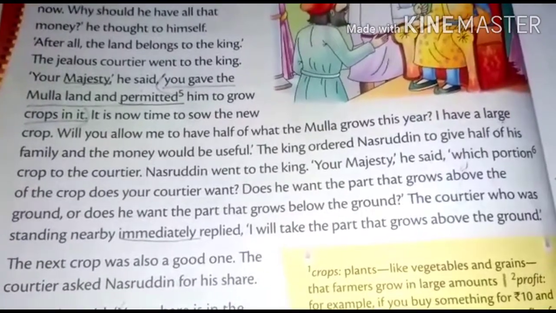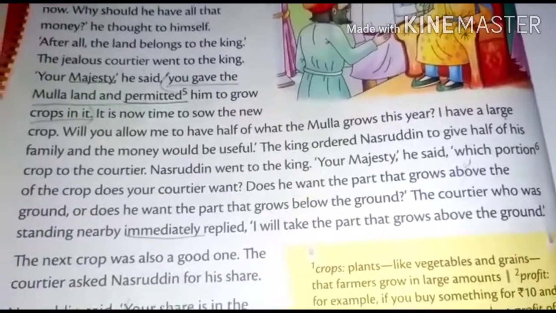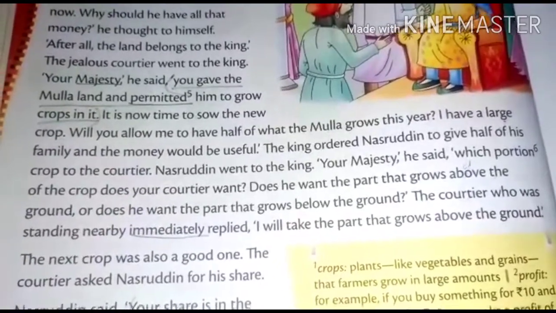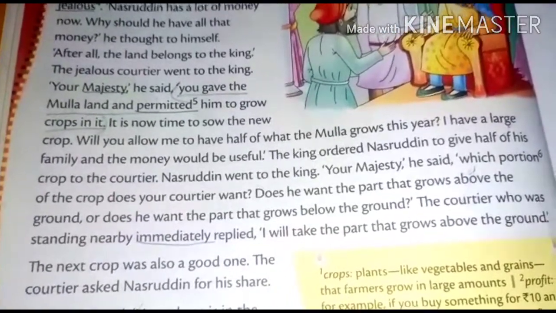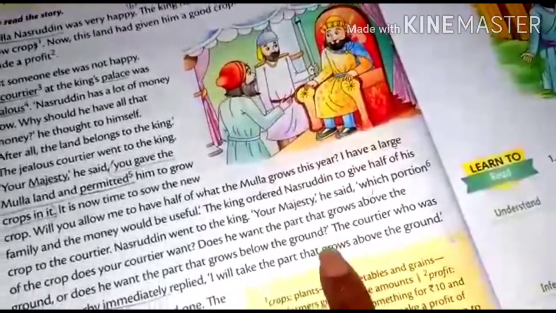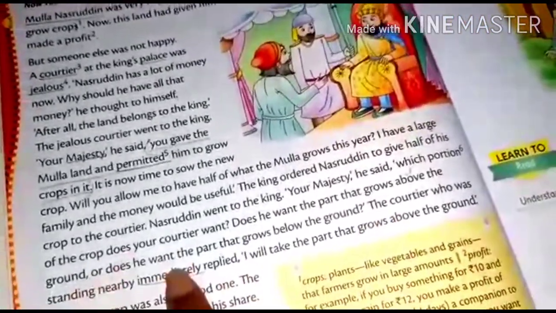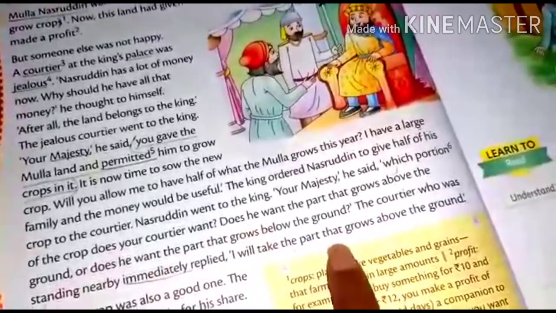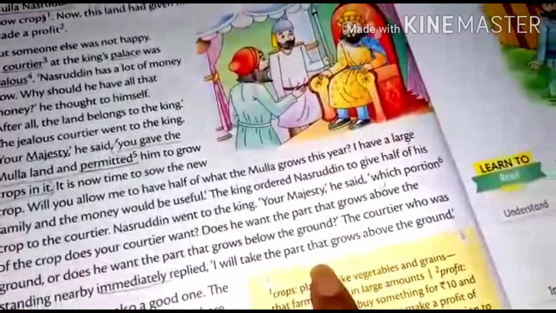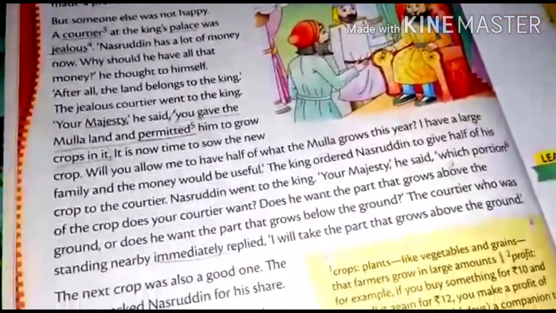Does he want the part that grows above the ground, or does he want the part that grows below the ground? Now the courtier, who was standing nearby, immediately replied, I'll take the part that grows above the ground. So he says, I want the part that is above the ground.